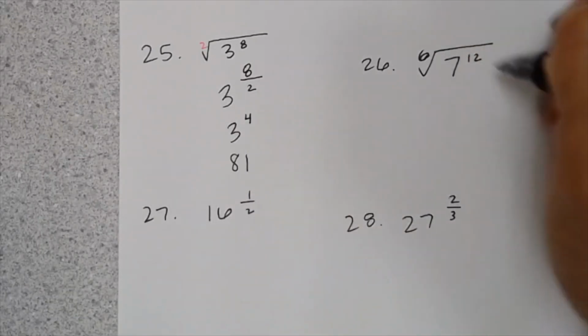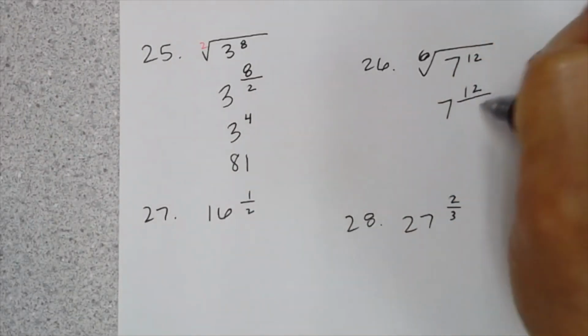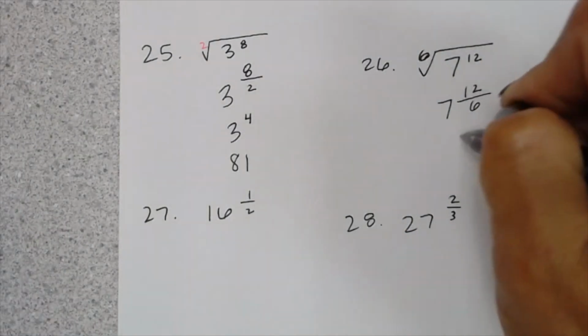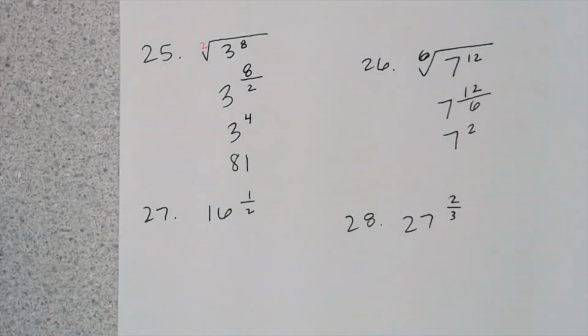Over here we have 7, 12 is the exponent, 6 is the root, so the root goes on the bottom, and then you can simplify that so you just get 7 squared, or 49.